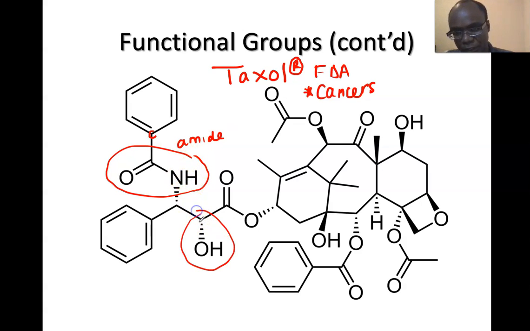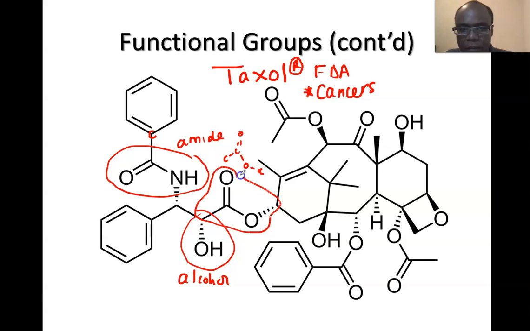Very simple. This OH on a carbon, that's an alcohol. And then here you have a carbon, carbonyl, oxygen, carbon. So generally here you have this type of a structure. This structure right here, if I would circle it that way, is an ester. That's an ester. Okay. And this one will also be an ester.